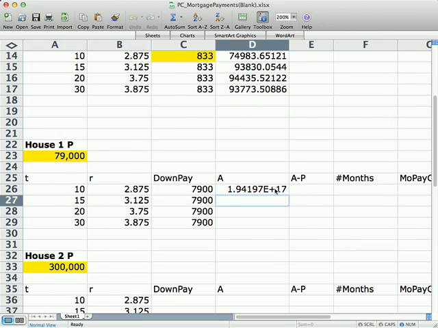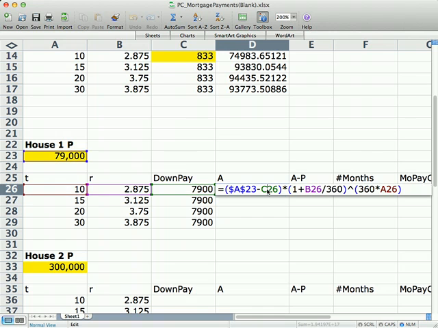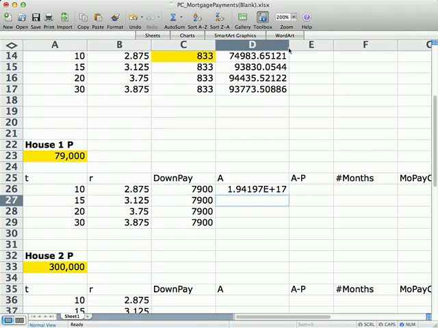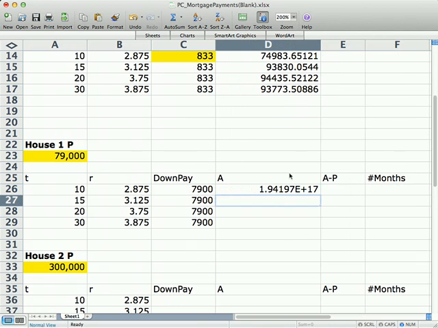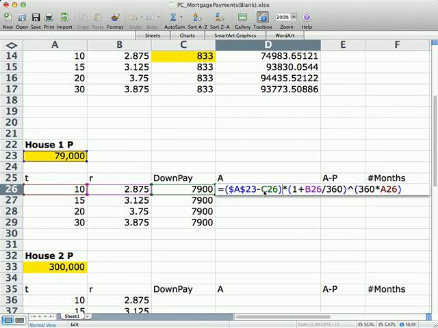So I hit Enter. Whoa, what did I do? I might need to give myself more space. No, that's not right. What did we do wrong? Oh, you know what? Do you guys have a guess of what's wrong? Now, what's the down payment again? I'll explain that in a moment. We did something wrong with the rate in our formula.